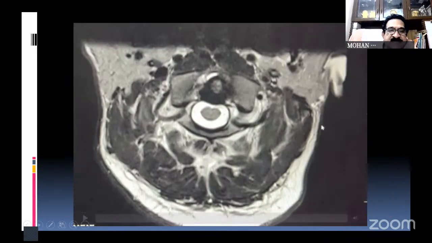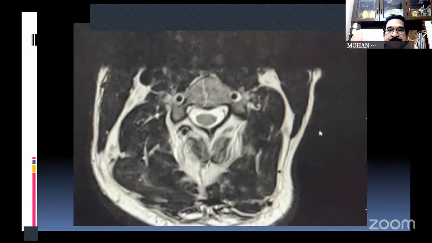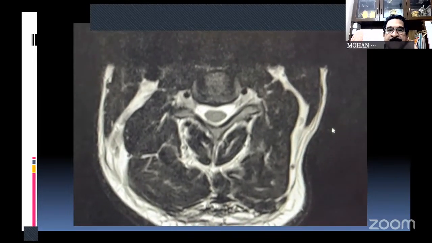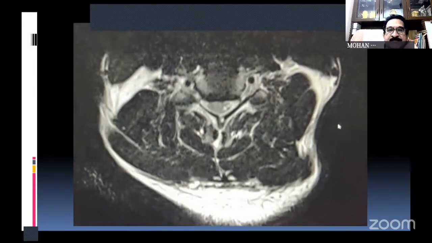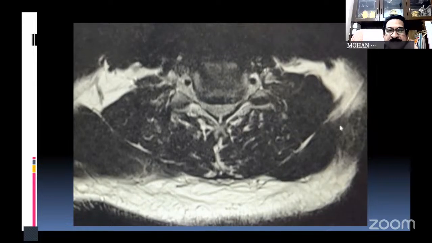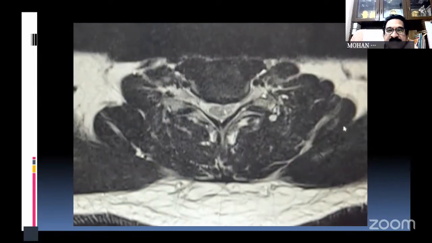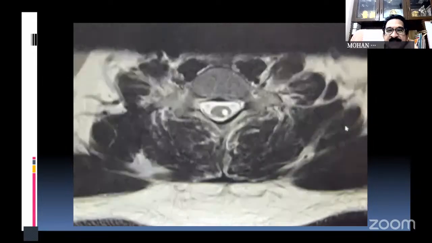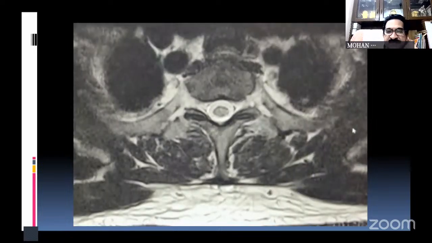Now, this is the axial cut from above downward. That is the initial hyperintensity in the upper part, then it becomes normal, then compression, okay, opposite the compression, hyperintensity. Then below that, a well-rounded hyperintensity is appearing. That is hyperintensity.